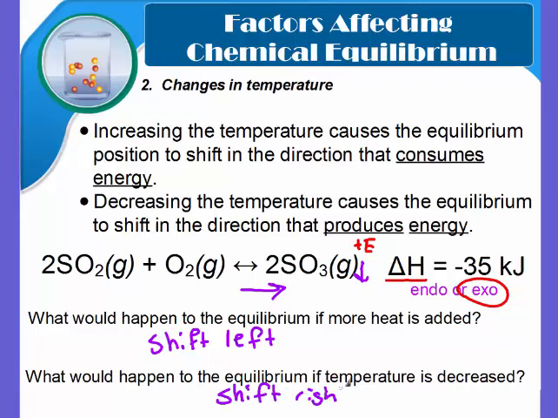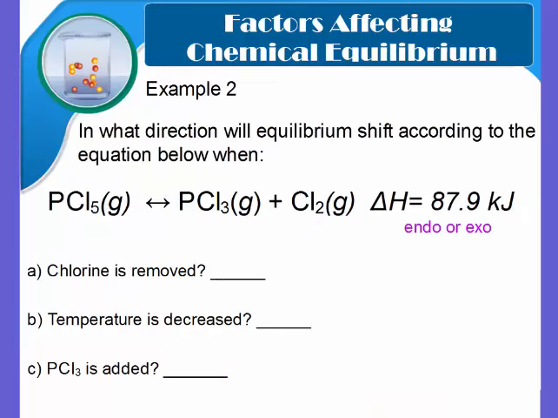So increasing and decreasing temperature is just like adding a reactant or a product. The only difference is you have to know where energy is by looking at the delta H if they do not put energy in the equation. Go ahead and try these on your own. Restart when you have an answer.